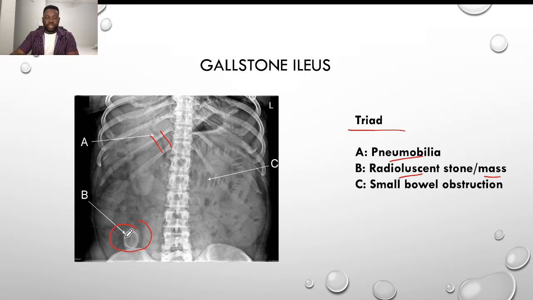They may not necessarily show you an image like this for you to see, but they'll tell you the patient has air in the bile duct and then has left lower abdominal pain and then signs of intestinal obstruction. And let's see this image. What are the signs of small intestinal obstruction?